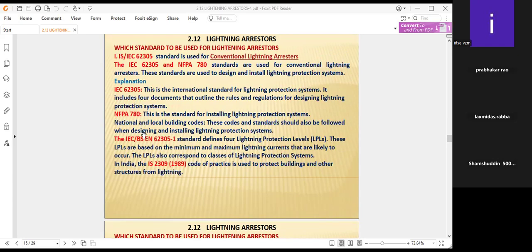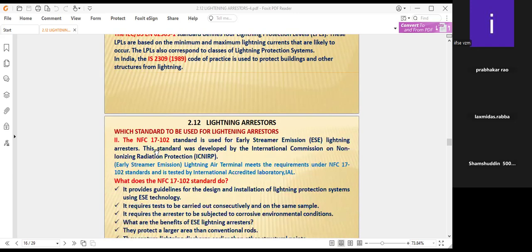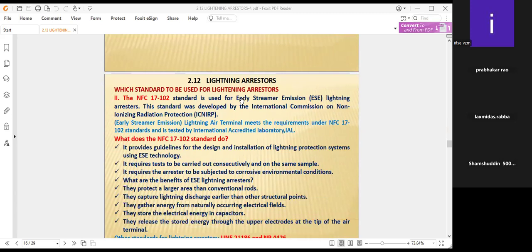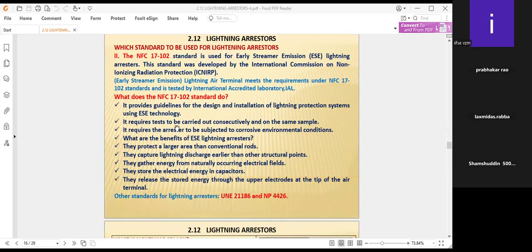These are the conventional lightning arresters. And coming to the next one is ESE, that means early streamer emission. These are the standards NFC 17-102. These arresters are there, will be taken. It provides the guidelines for the design and installation of the lightning protection system.